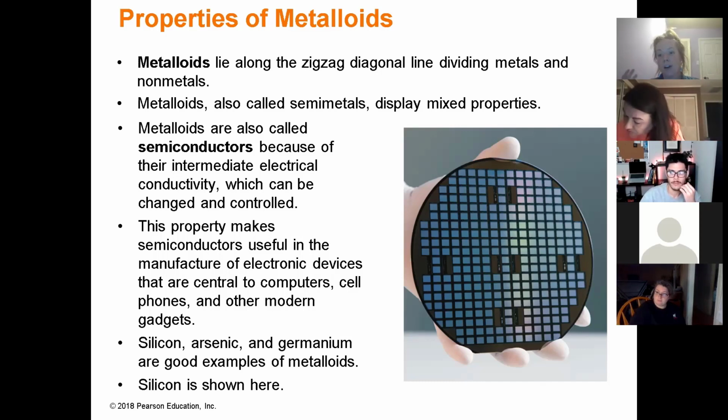Silicon Valley is called Silicon Valley. It's not called Copper Valley. We don't use large quantities of copper in our electronics. We tend to use things like silicon for our semiconductors.